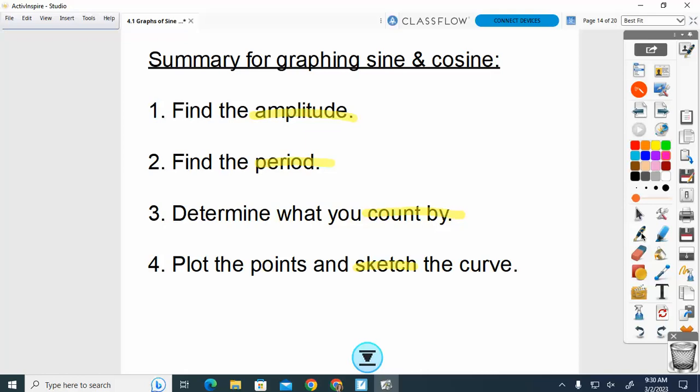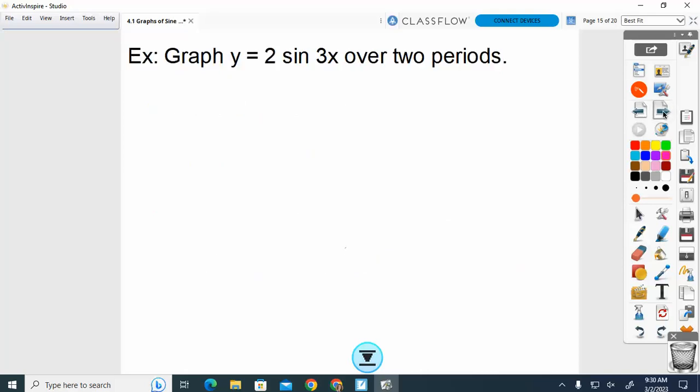So let's see if we can maybe graph a couple of these for the end of class today. I want to graph this over 2 periods. We could do it by making a t-chart, but we kind of saw in the last example it was a little annoying, because when we just plugged in our regular points, we kept getting 0 and then we had to figure out what else to plug in. If you use the method that I give you, it's going to be a lot easier to draw these graphs. So step 1, I want the amplitude.